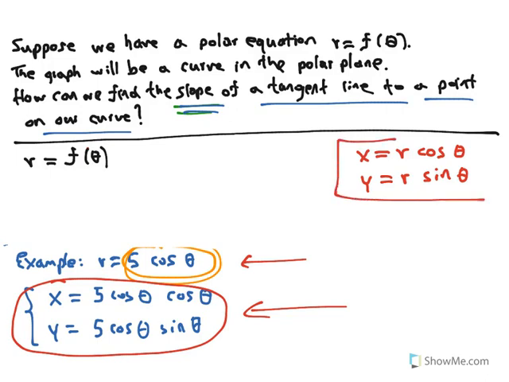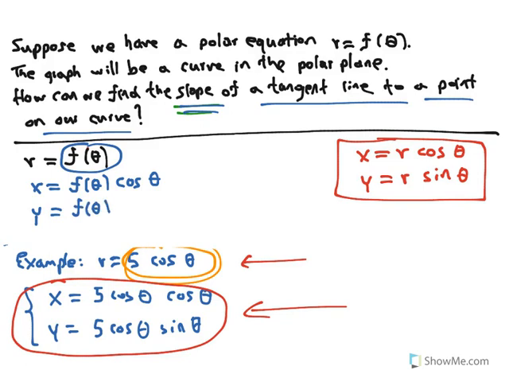Using our coordinate conversion equations, we may write that our polar equation may be represented as x is equal to r times cosine theta. r is given by f of theta, so we will substitute f of theta for r. Multiply that by cosine theta, and y is equal to r times sine theta.